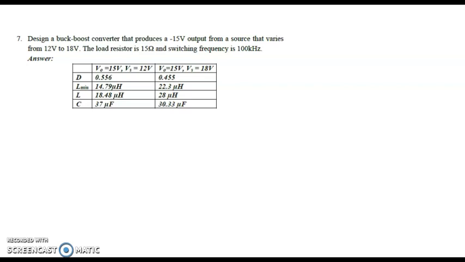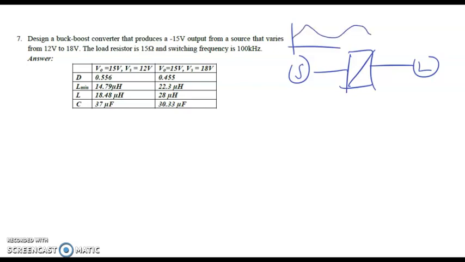Okay, next is buck boost on question number 7. So you have here the question: design a buck boost converter that produces negative 15 volt. So we have a source that varies from 12 to 18 volt, which needs to produce 15 volt regulated. So we have two ranges of source, 18 maximum, 12 minimum. So it will fluctuate between 12 to 18. The maximum is 18, the minimum is 12. So we need to regulate at 15 volt at any time.